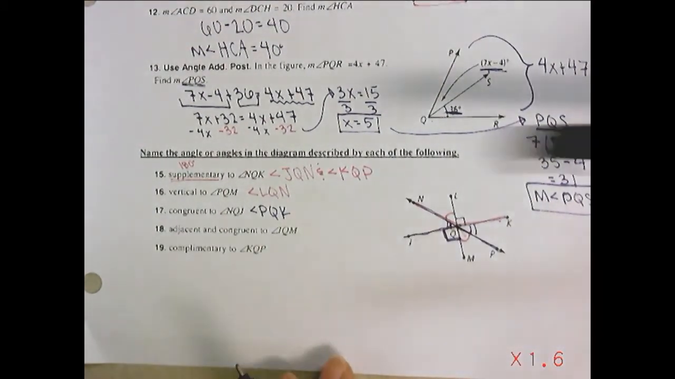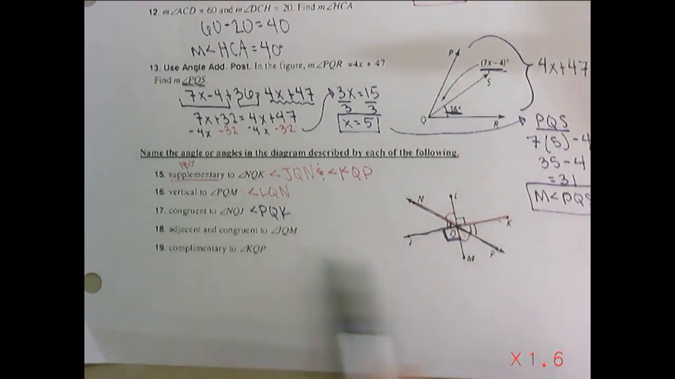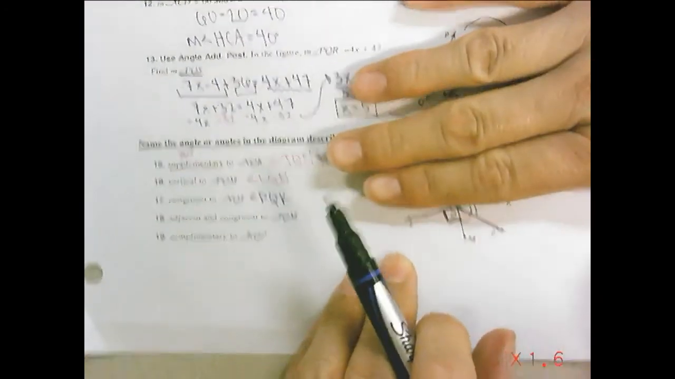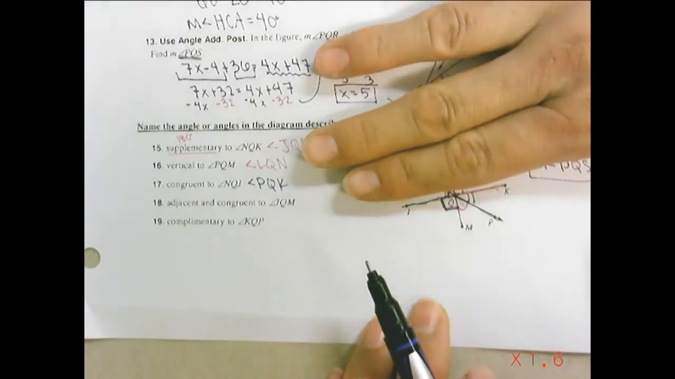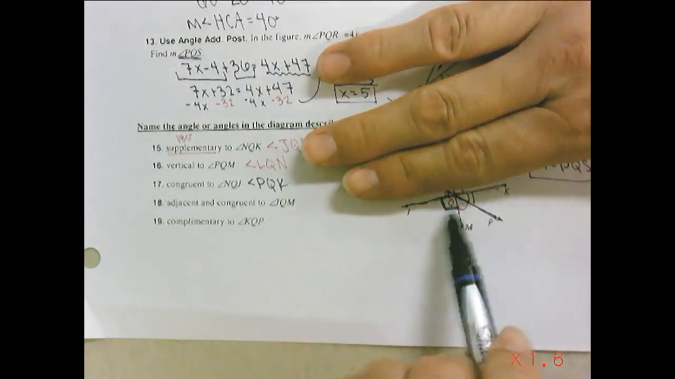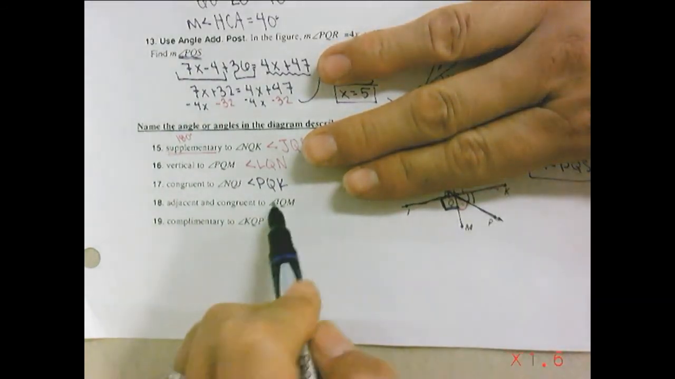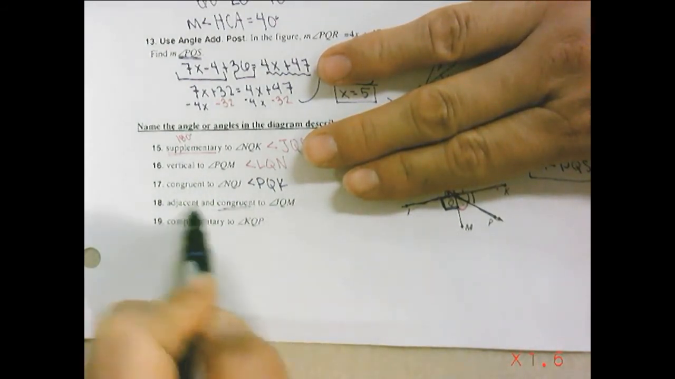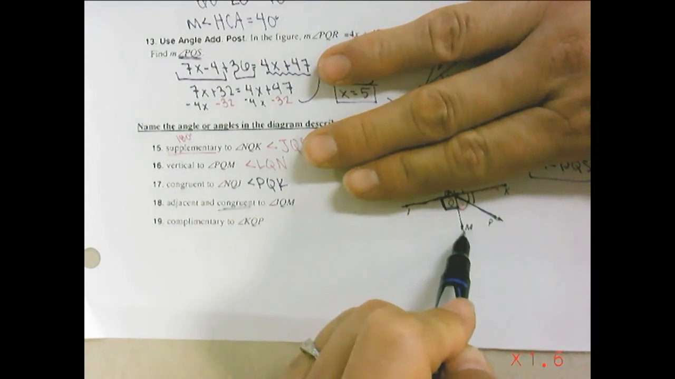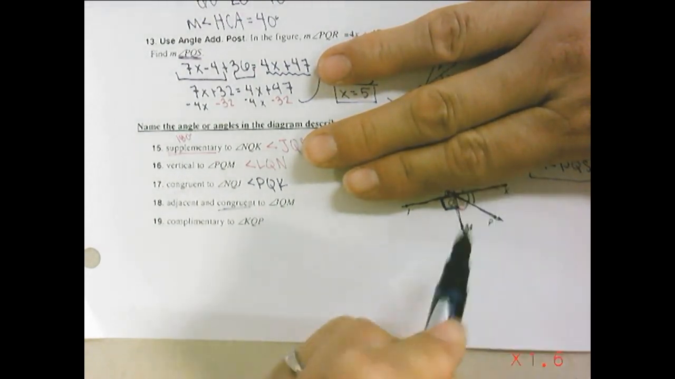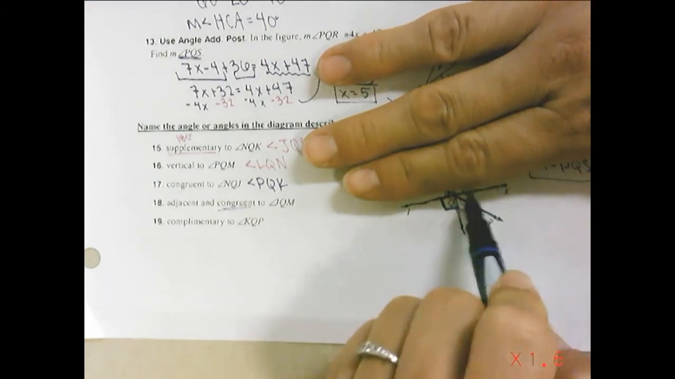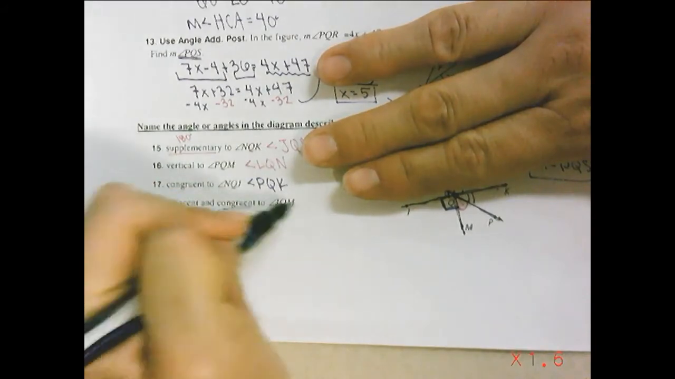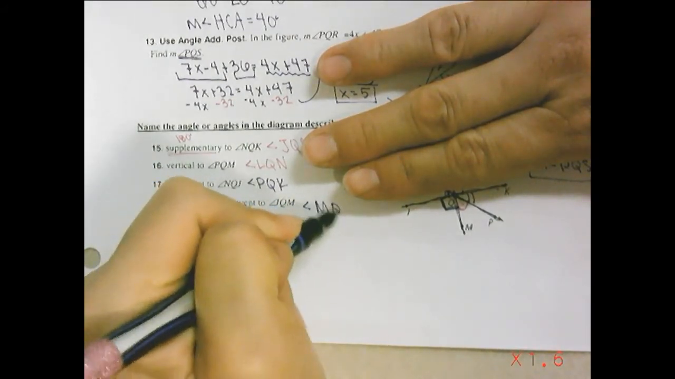Well, JQM is what we're trying to figure out. So I look here, and I see that this is a straight line, right? JQK, which means congruent and adjacent to would be this angle right here, MQK, because together they make up a straight line. And if this is 90, then this angle right here would also have to be 90. So angle MQK.